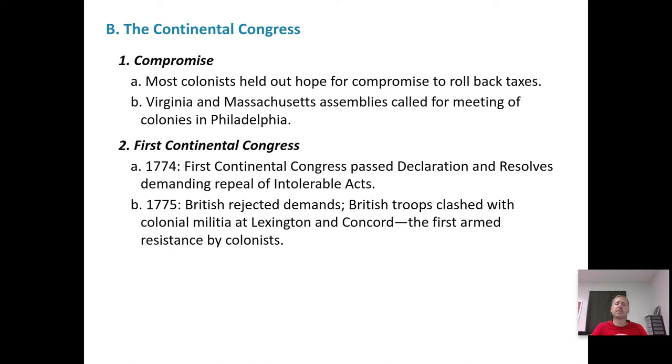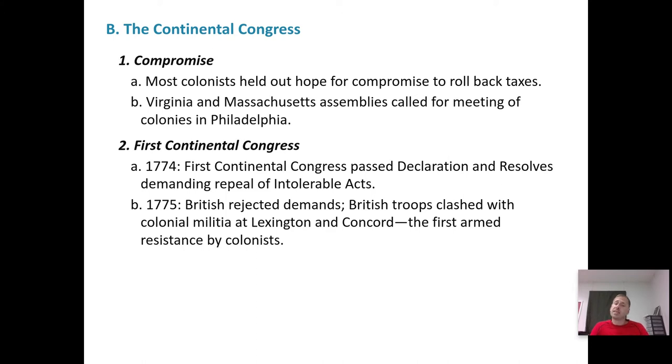And so in 1774, the First Continental Congress meets, and they passed a letter or an act called the Declaration and Resolves, in which we sent another strongly worded letter to the king saying, get rid of these taxes. The British said no. And the British started sending over more and more British troops.